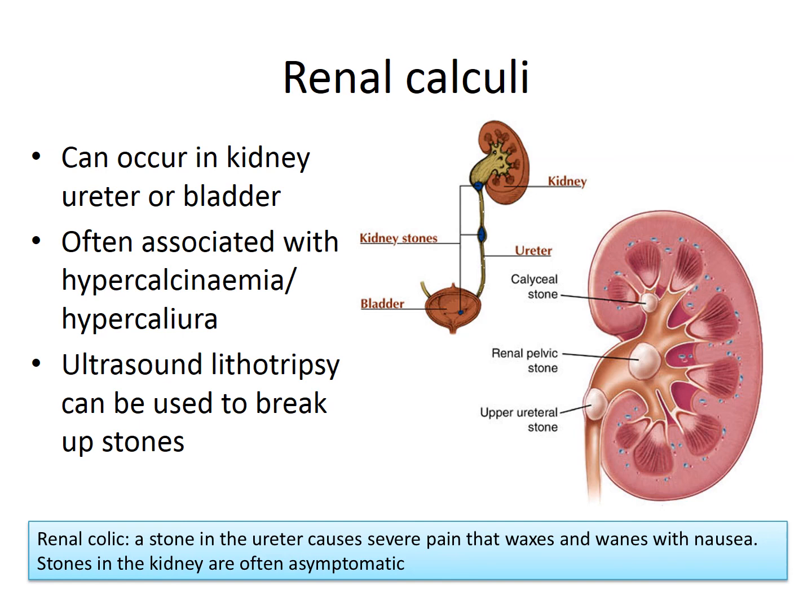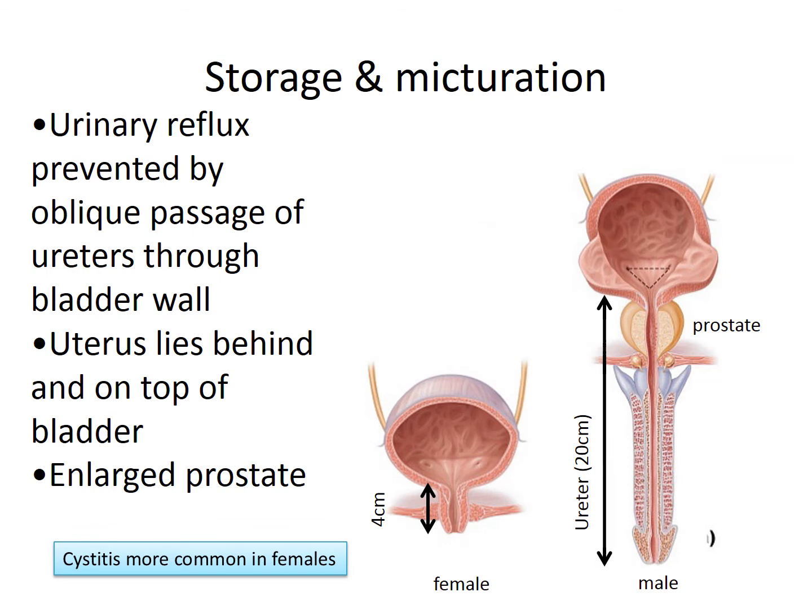And let's move to the last slide, which is the storage and release of urine. In these diagrams, we've got a male and a female. We've got a female bladder and a male bladder at the top, and they lead out into the ureter. In fact, they don't lead into the ureter at all.